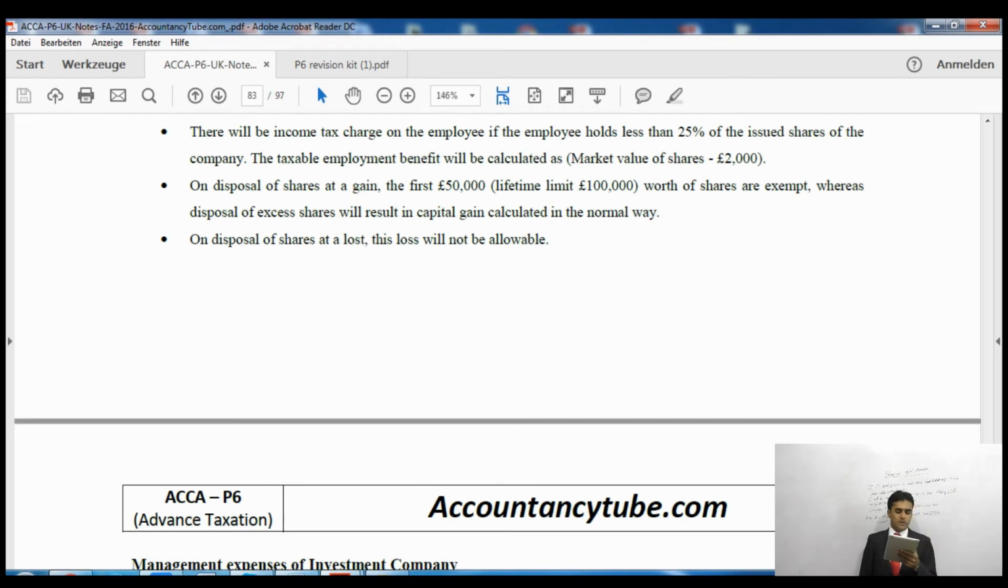On disposal of the shares at a gain, if you sell the shares and you make a gain, the first £50,000 will be exempt, and on the excess of that you will have to calculate the capital gains tax like we used to do in our normal cases. Now this £50,000 is exempt. However, we are restricted to a lifetime limit as well, which is double of that, £100,000. Then it says on disposal of shares at a loss, this loss will not be allowable.